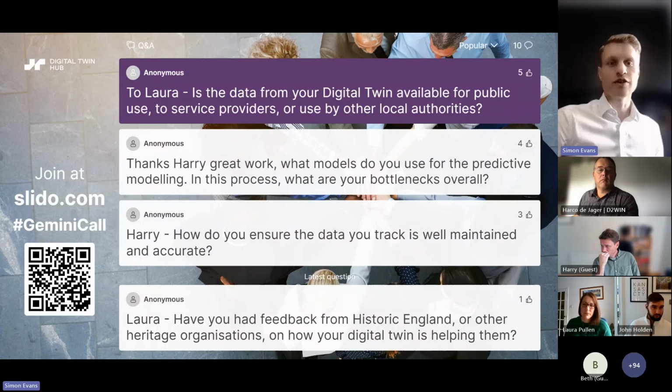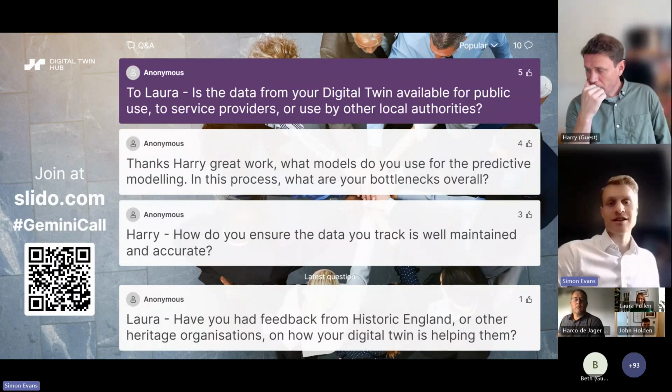So Laura, our first question to you is: is the data from your digital twin available for public use, to service providers or used by other local authorities?